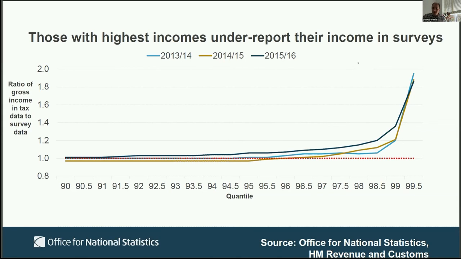But then from the 97th percentile onwards, we see that line creeping up, up, up, and then it goes up quite sharply towards the end. And that basically tells us that the mean income reported on the tax data is getting increasingly higher compared to the survey data. So we're not quite capturing that level of income on our surveys.